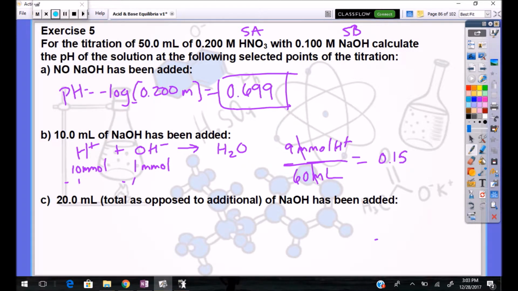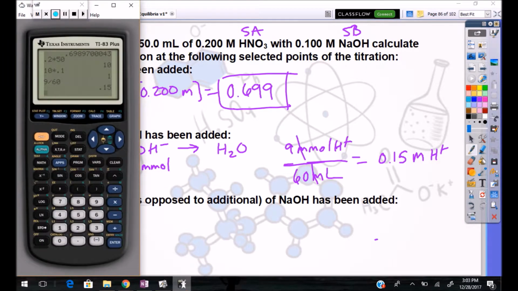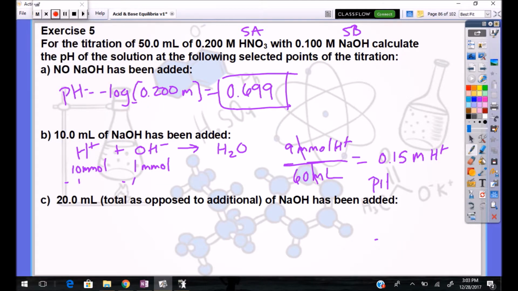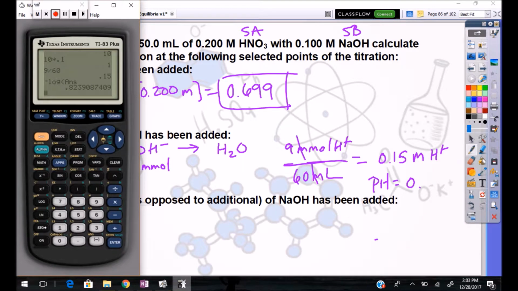0.15 molar H plus. All right, now I have to do the pH of that. So negative log, and my pH is going to be equal to 0.824.